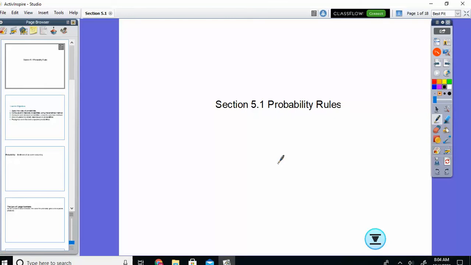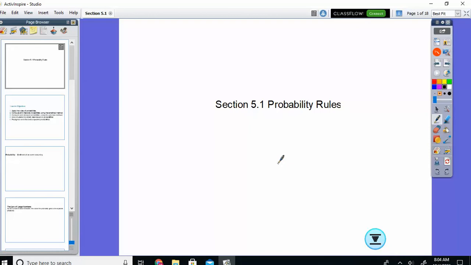Have your formula sheets handy. You can pull those out. Just like everything else, we've got a lot of formulas on here, so pretty much every formula I'm going to give you is also on this formula sheet. We really are just learning how to use them, okay?